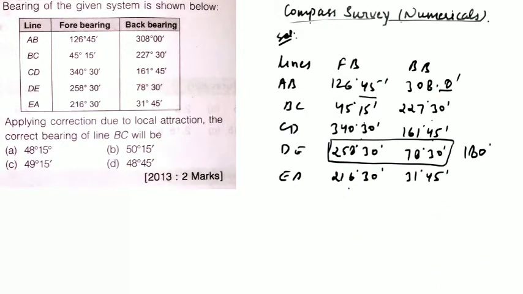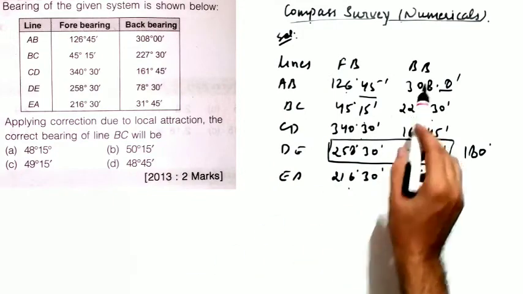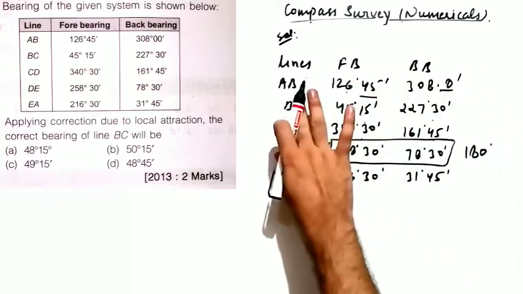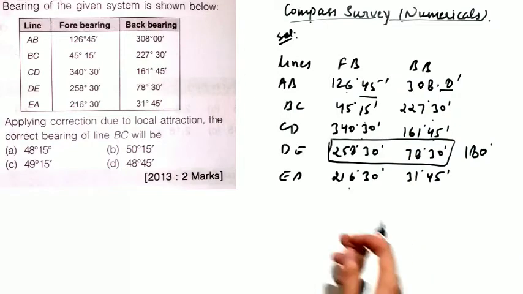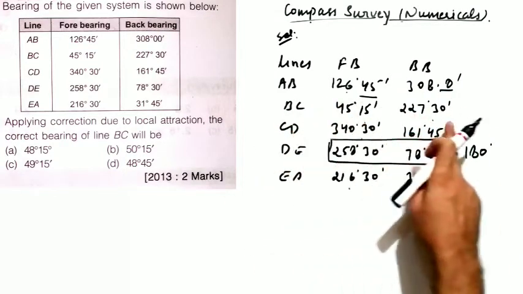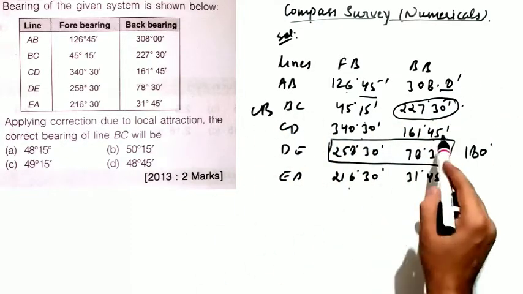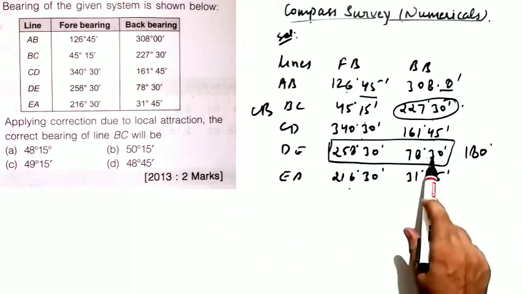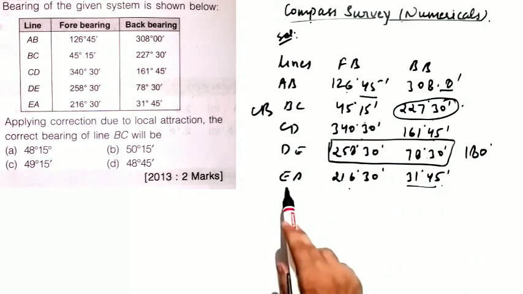Now coming to the next step. In the next step, what do we do? This particular angle is the fore bearing to AB and this is the back bearing to AB, but this angle will be the fore bearing to BA. When you invert this, the back bearing will turn into a fore bearing. Similarly, this is the fore bearing to BC and this is the back bearing to BC, but this angle will be a fore bearing to CB. Similarly, this angle will be a fore bearing to DC. This angle 78 degree 30 minutes will be a fore bearing to ED. Similarly, this will be a fore bearing to AE.